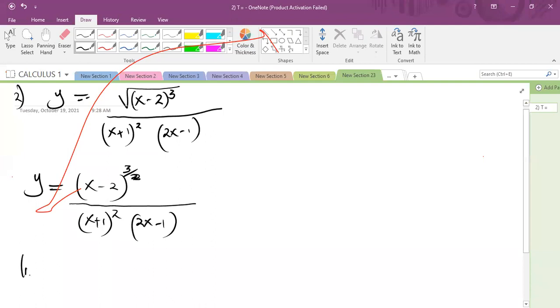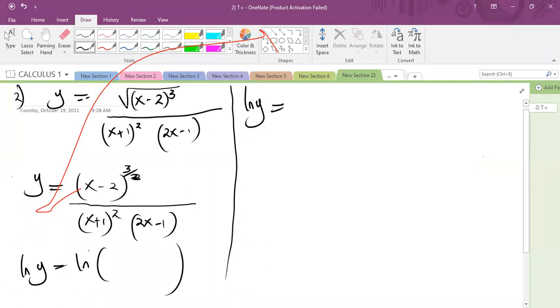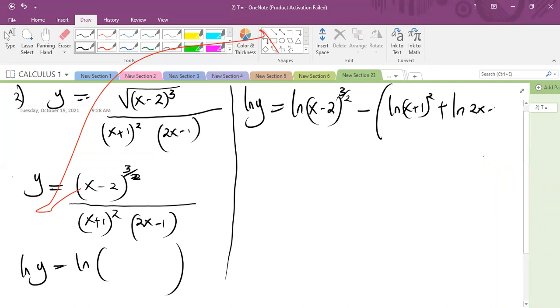Introducing logs to both sides, guys, I'll have ln y is equal to ln the whole of this side. Now I want to break that down. If you're having log, these two have been joined together by multiplication, and this by division. So I'll have ln of what is on top, which is (x - 2) to the 3 over 2, and then minus ln (x + 1) squared plus, because those two have been joined together by multiplication, ln (2x - 1).